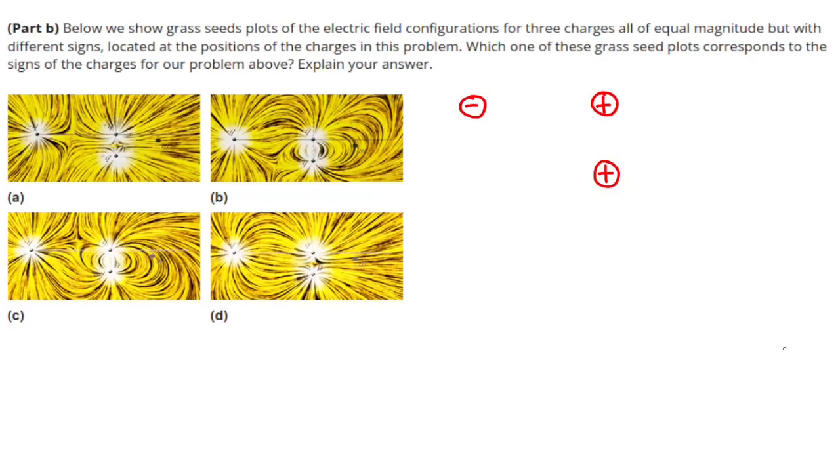So that means the electric field lines between a positive and negative charge should be connected. So that rules out this figure. And the electric fields between like charges are not continuous. So that rules out figure B. And in figure C, we have the electric field lines between these two charges not connected. So that rules out this figure. So D is the correct answer, where the electric field lines between a positive and negative charge are connected, and they're not connected between the two positive charges.